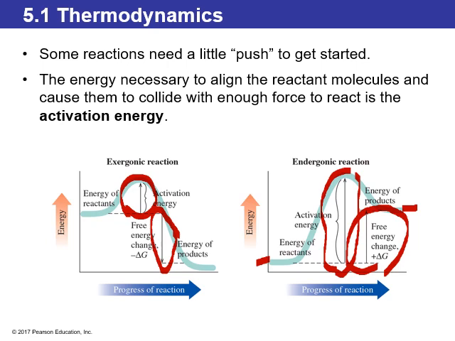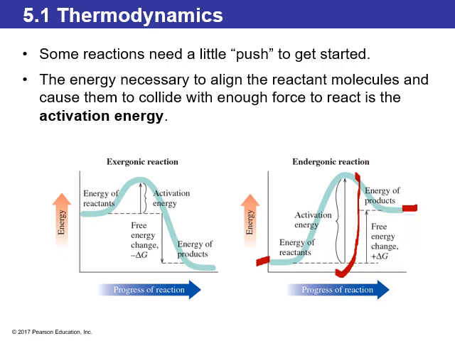So the takeaway, what you would need to know on a test if I show you a diagram like this, is that you'd have to be able to identify the activation energy, the energy of the reactants, the energy of the products, and the free energy change. The free energy change is the difference between the energy of the reactants and the energy of the products. The activation energy is the difference between the energy of the reactants and the top of the peak that's shown in both of these figures.